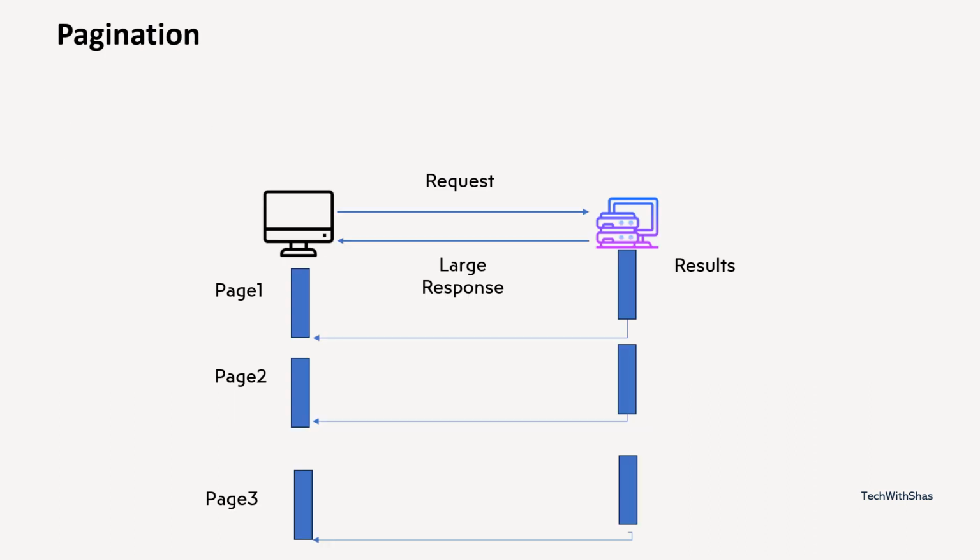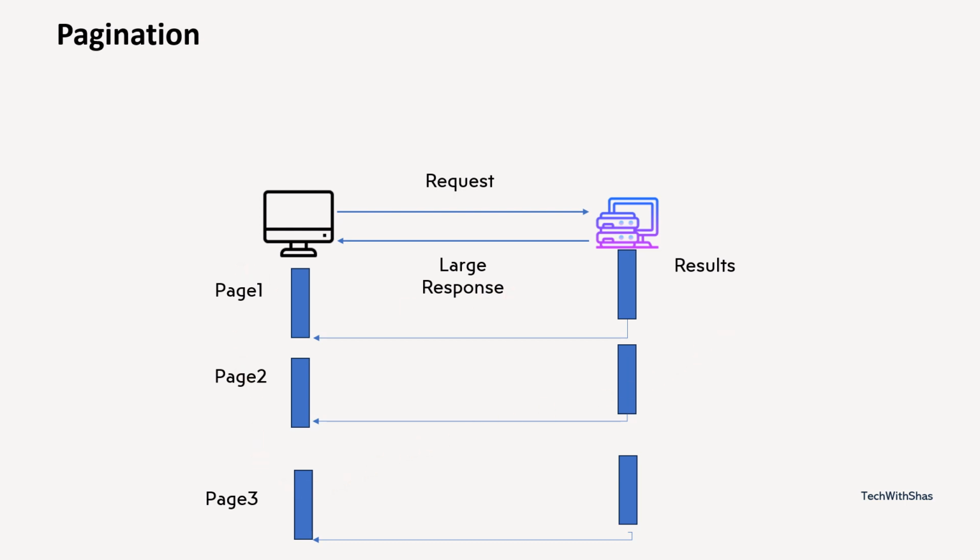Next is pagination, right? Sometimes we see that responses are very huge. So when responses are very huge, they might take a lot of time on the network. So there will be a network hop that will be costly to the API performance. So what you can do, instead of sending the whole response in one shot, you can send them in chunks, like page-wise, like page one, page two, page three.